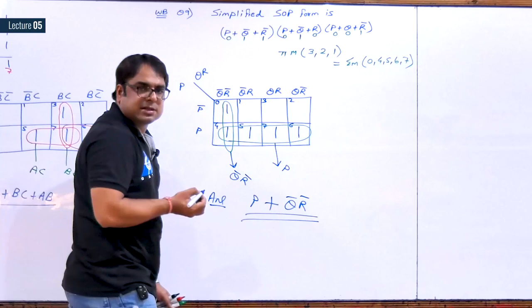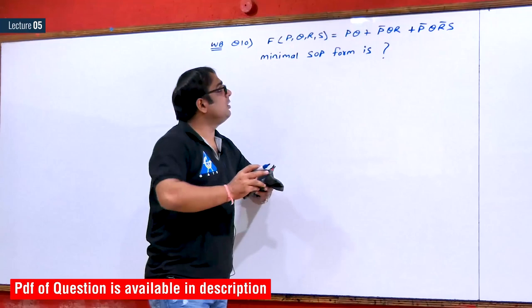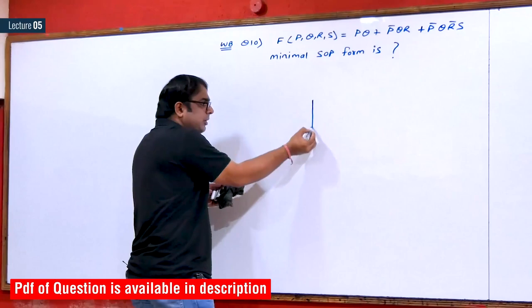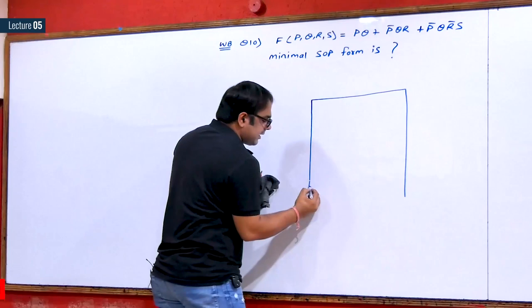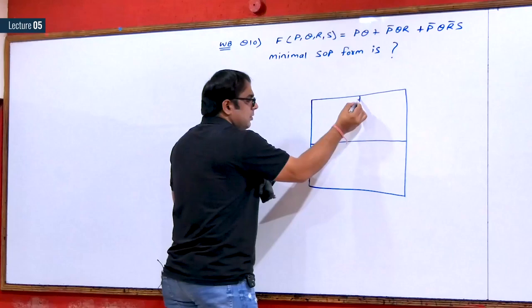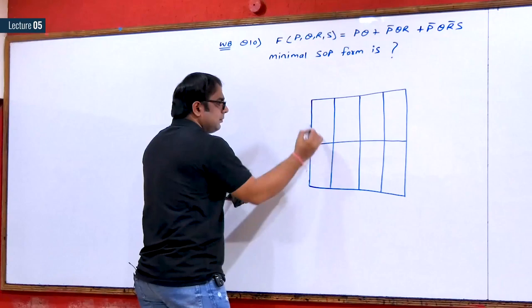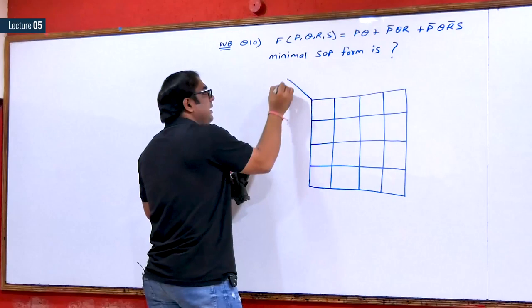Workbook question number 10. Function of P, Q, R, S. 4 variables, so 2 to the power 4, that is 16 cells. So first of all, make a KMAP of 4 variables. So 16 cells will be there. Now, on one side we have PQ, on the other side we have RS.